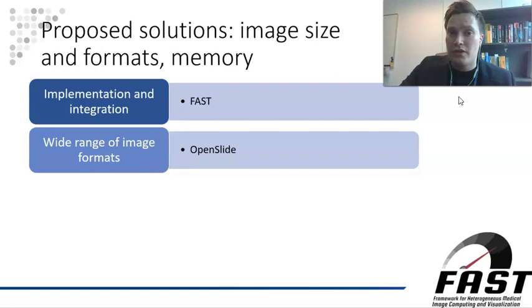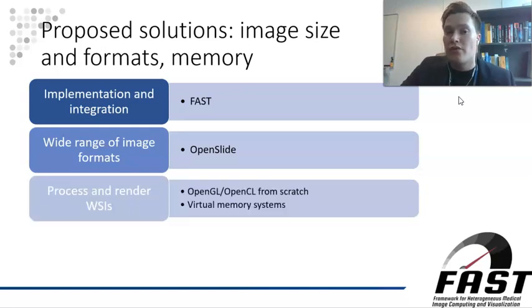For handling different image formats, we are using the open source C++ library OpenSlide, as it handles most common formats and enables us to read tiles from image planes without loading the entire whole-slide image in memory. For reading, processing, and rendering whole-slide images, we are using the concept of virtual memory systems. This enables us to only load tiles from disk necessary at a given time, thus saving memory usage. This required us to implement a lot of backbone code from scratch using OpenCL and OpenGL.